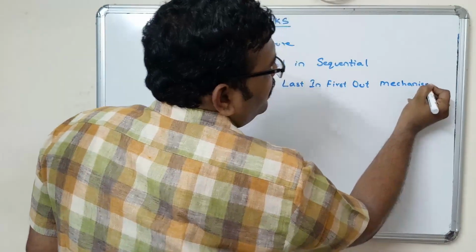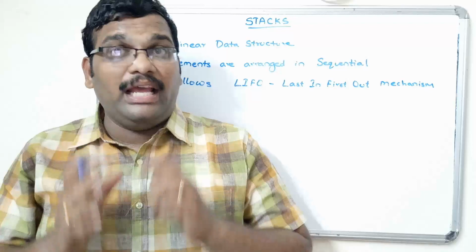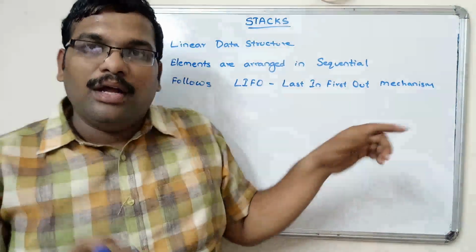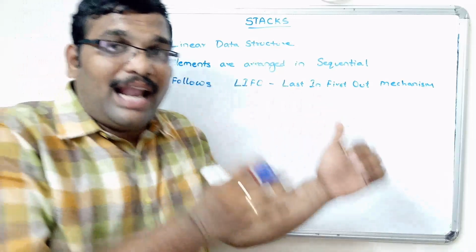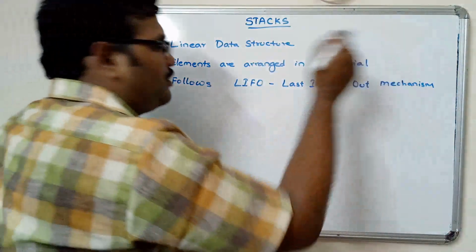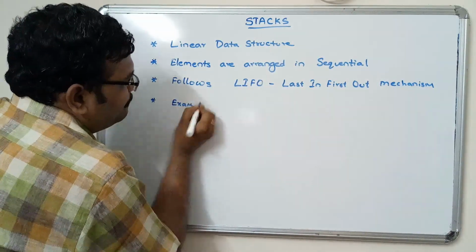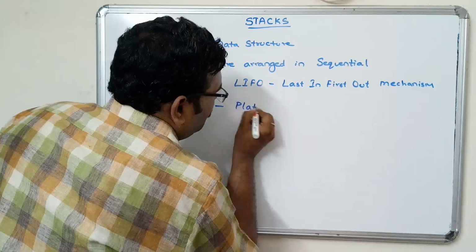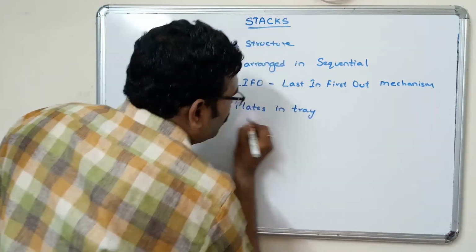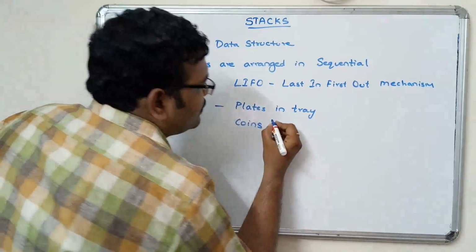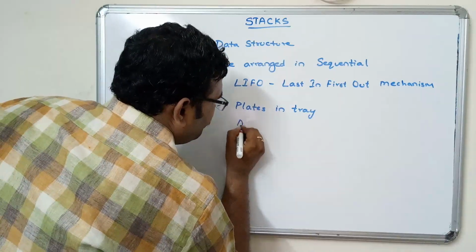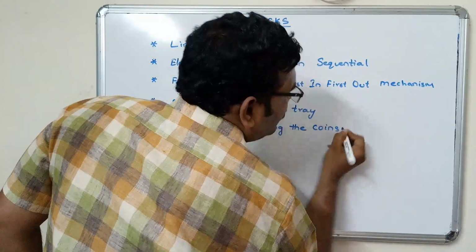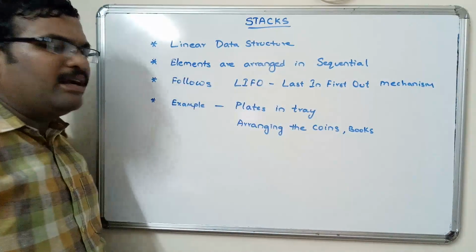So here the name itself indicates whatever the element inserted into that stack last, that should be removed first. So last in first out, whatever the element is inserted at the last, that should be removed first. The best example for this stack is arranging the plates in a tray, or arranging the coins or books. Whatever it may be, anything we can consider as an example.